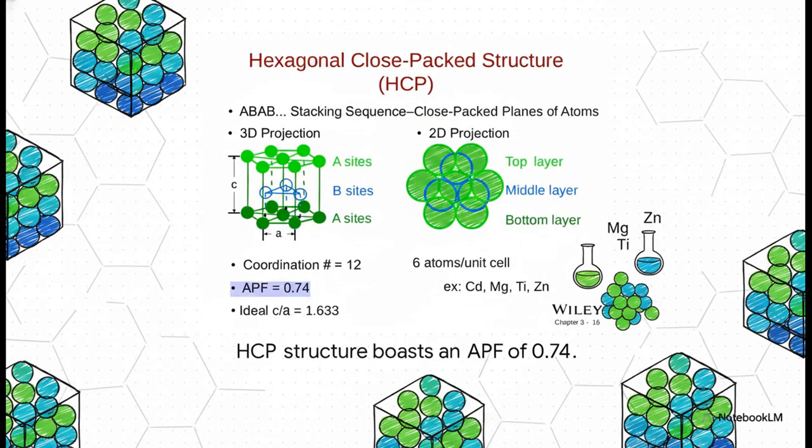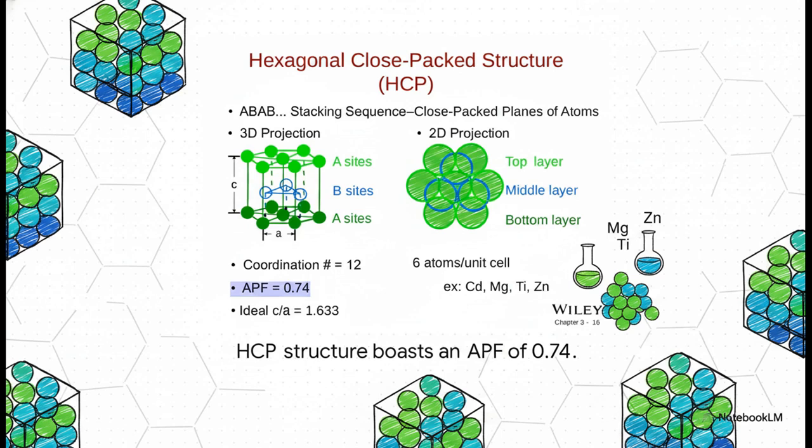We're going to conclude our gallery with the hexagonal close-packed structure, or HCP. Now, HCP is fascinating because it actually ties for first place in packing efficiency. Just like FCC, it boasts an impressive APF of 0.74 and a coordination number of 12. But visually, the geometry is totally different.